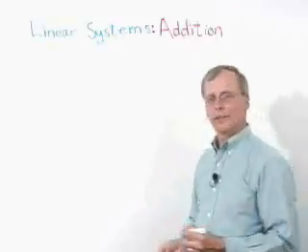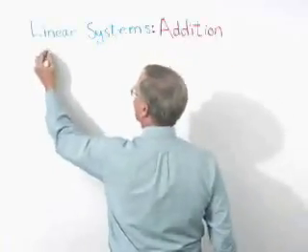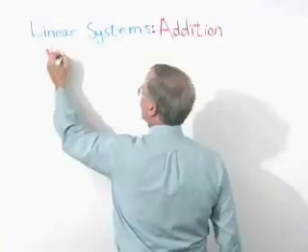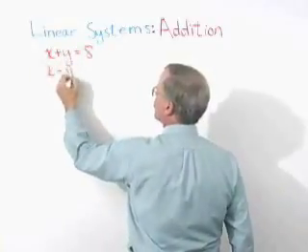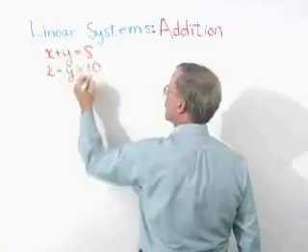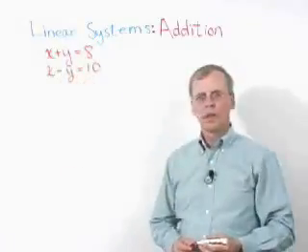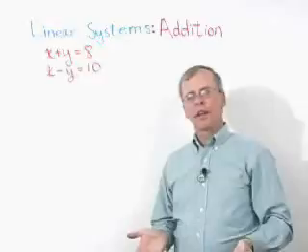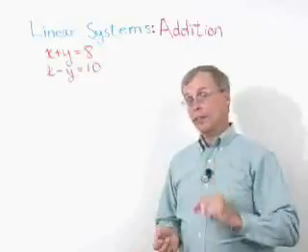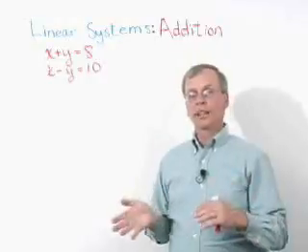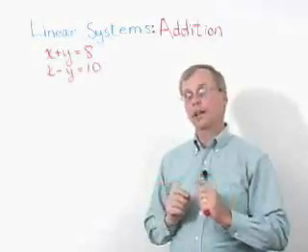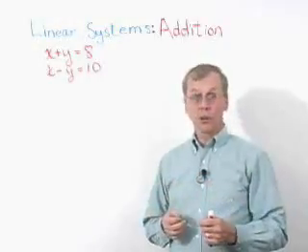Let's look at an example. If x plus y equals 8 and x minus y equals 10, we can use a property of addition for solving equations, which tells us that if we add the same thing to both sides or subtract the same thing from both sides, the resulting equation will still be true.